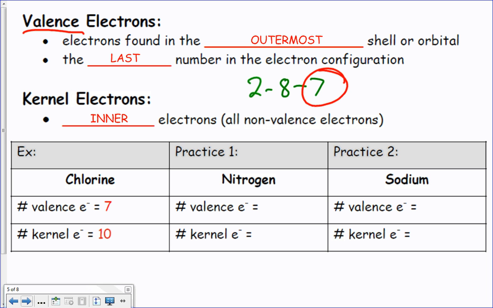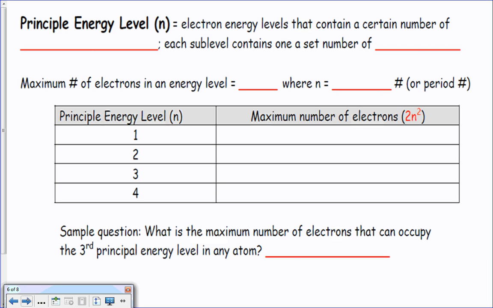So I see nitrogen. I'm going to practice. Let me find nitrogen. I see nitrogen is 2, 5. So I have 5 valence electrons, and I have 2 kernel electrons. Okay, let's do the next one. Sodium, Na, changing the colors. I have 2, 8, 1. Valence, my outside, is 1. Everything else, my inside, is my kernel, 10. Pretty easy. This part is not that difficult, but what you need to know is that valence electrons are the outermost electrons. That's the key here, guys.